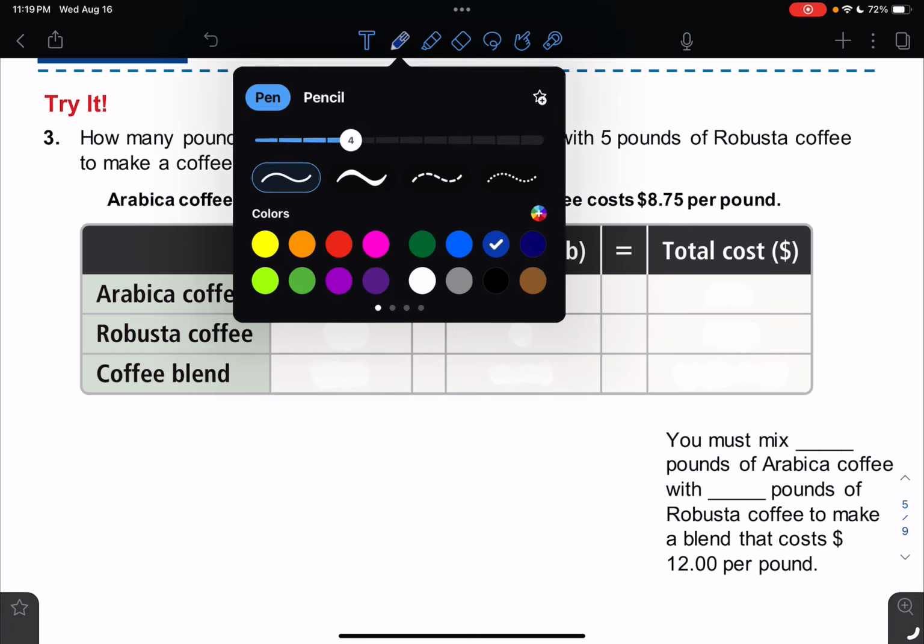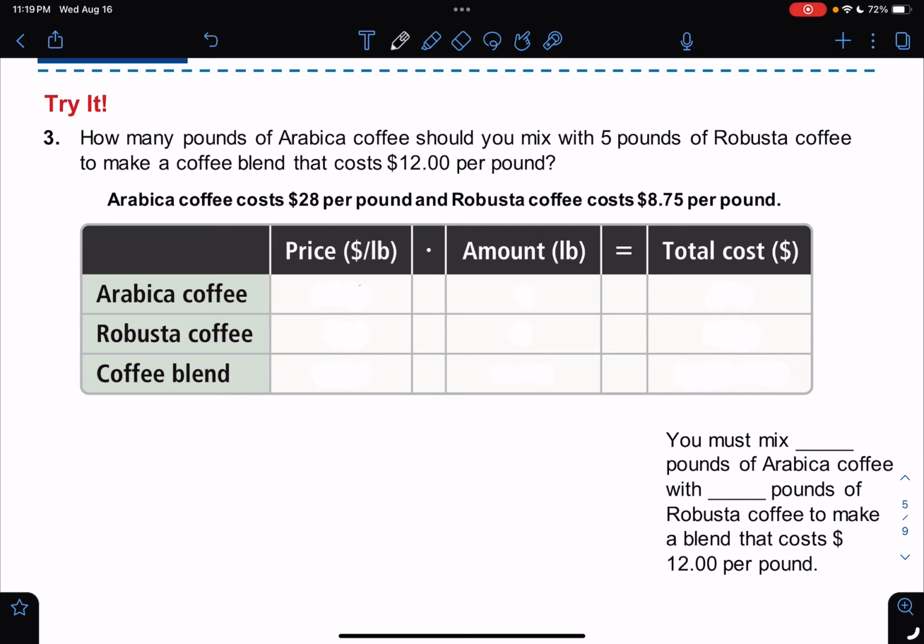All right, so let's break it down like this. I really love when we can use tables in math because it's a really good visual representation and it helps me organize my thoughts super easily. Let's write down what we know from this problem. I also put on here an important piece of information that we needed: the Arabica coffee costs $28 per pound. That goes in the price per pound column. And the Robusta coffee costs $8.75 per pound.